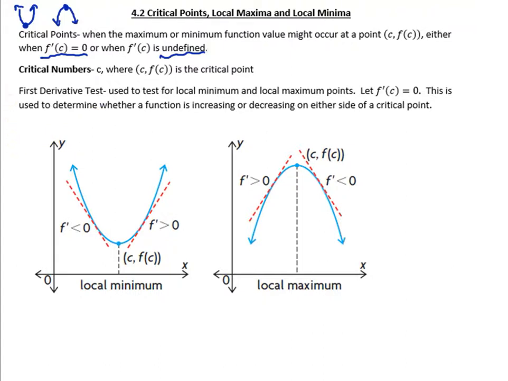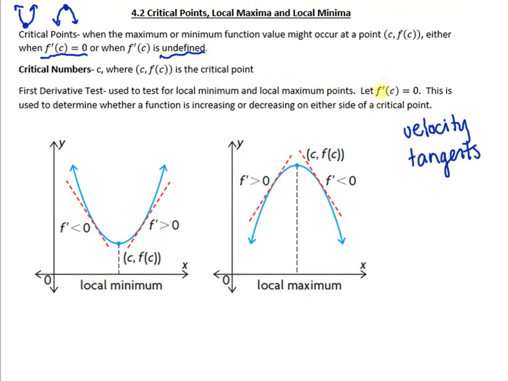We're also going to take a look now at the first derivative test. So what is a first derivative? When we look at the first derivative, we sometimes call it velocity. What we're doing is taking a look at tangents to the curve, so we're seeing how fast the curve is moving. This first derivative test is used to test for local minimum and local maximum points.